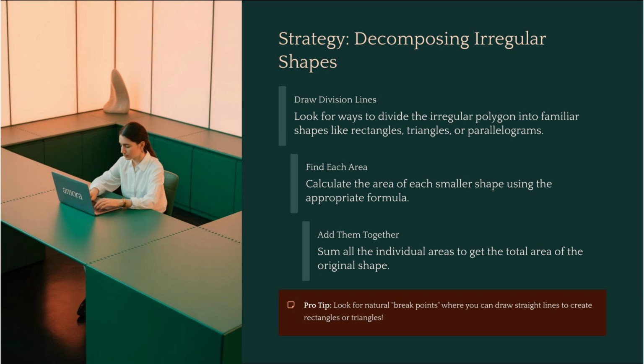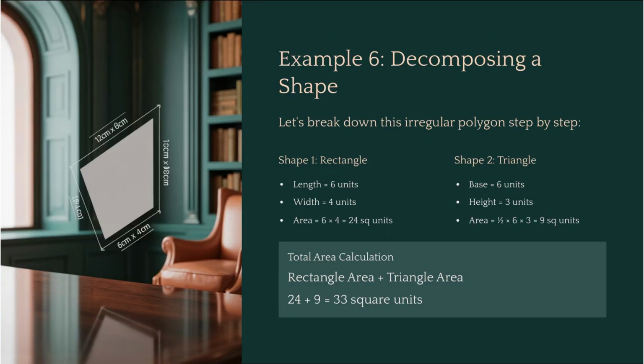Let's focus on the decomposition strategy. Think of a shape that looks like an L or a stair step. You can draw a line to split it into 2 rectangles. Once you have your simple shapes, you calculate the area of each part individually. Finally, you just add up all those smaller areas to get the total area of the original complex polygon. It's like finding the area of 2 rooms separately, and then adding them to find the total floor space of an apartment. In this example, our complex polygon is split into a rectangle and a triangle.